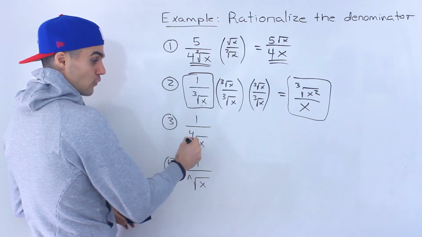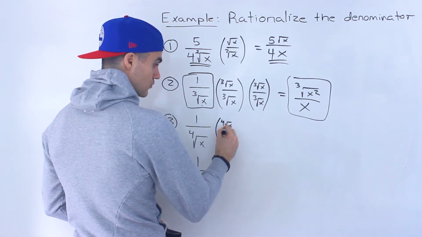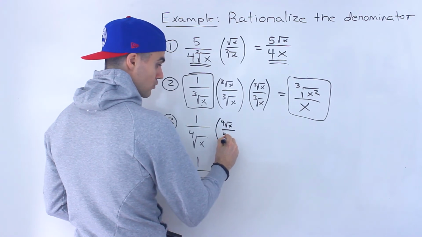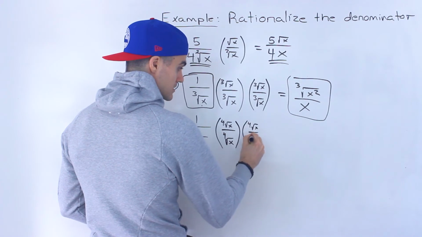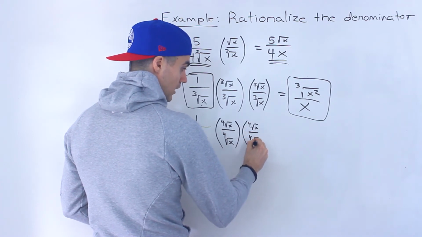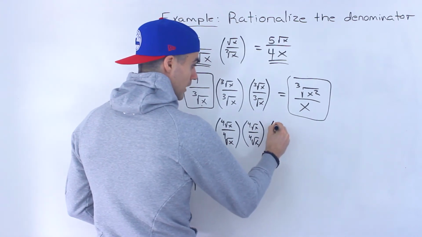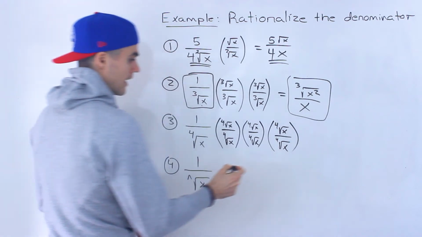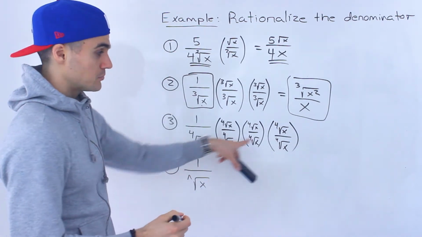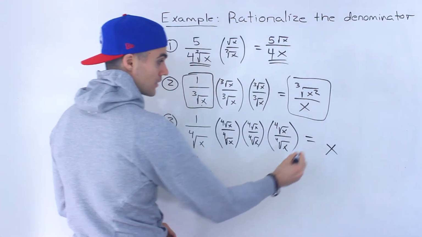Same thing here, we have the fourth root of x. So what we're going to have to do, multiply this by the fourth root of x over the fourth root of x times the fourth root of x over the fourth root of x. And then we got 1, 2, 3, so we're going to have to multiply another one. Right? So now we'll have the fourth root of x multiplied 4 times by itself. That would finally give us x in the bottom.